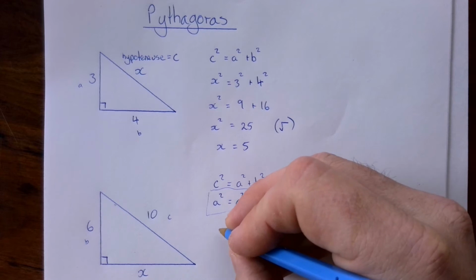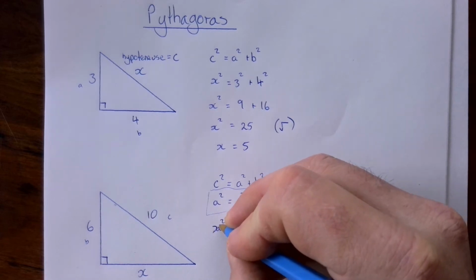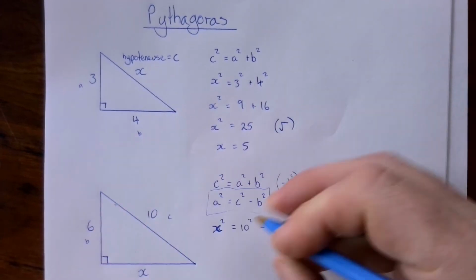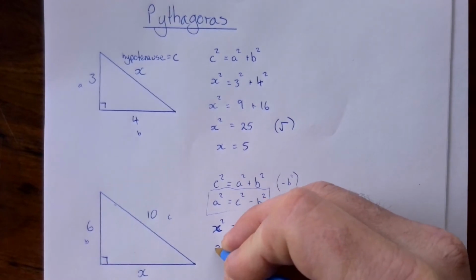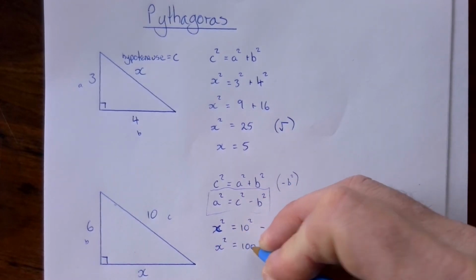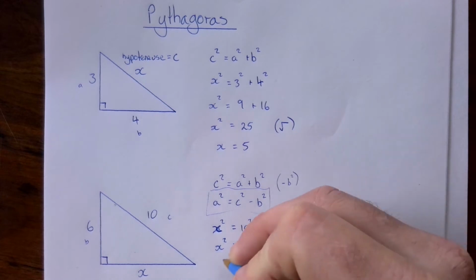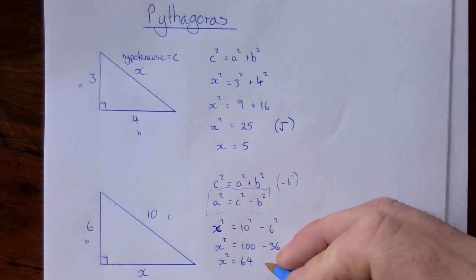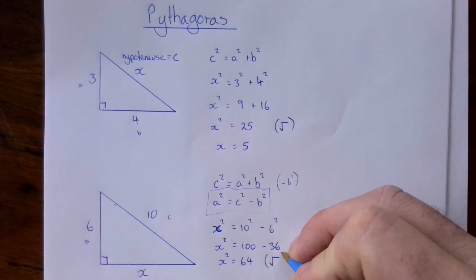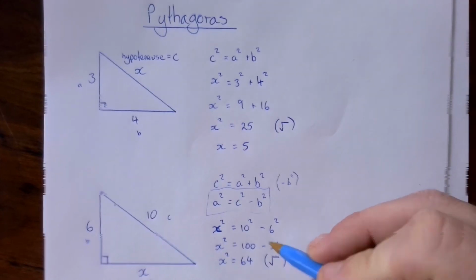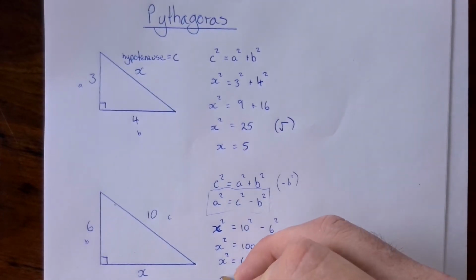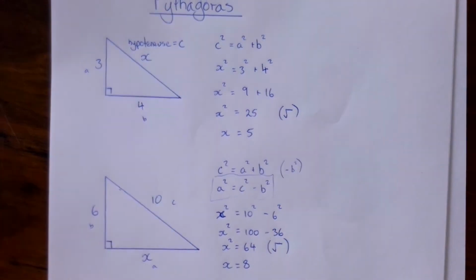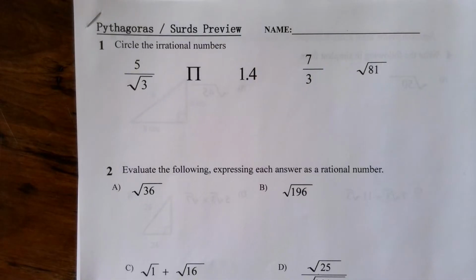So we've got that a squared, which is our unknown, so our x squared equals our 10 squared minus our 6 squared. So we've got x squared equaling 100 minus 36. So now we know that x squared is 64. I don't want to know what x squared is. I want to know what x is, so I'm going to square root both sides, because square root is the opposite to square, and I find that x is 8.